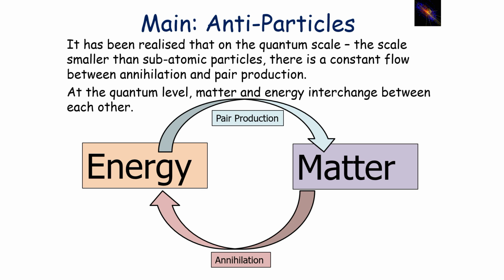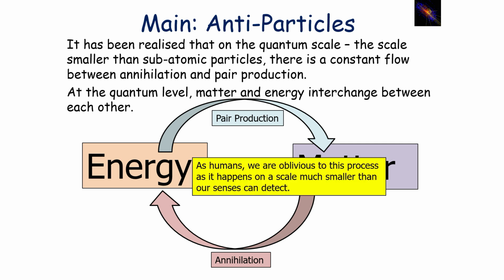So it's been realised that on the quantum scale, the scale smaller than subatomic particles, there's a constant flow between annihilation and pair production. So at the quantum level, matter and energy are interchanged between each other, and as humans we're oblivious to this process as it happens on a scale much smaller than our senses can detect. The constant cycling between the forms of energy and matter on a quantum scale can also be known as the quantum foam. Now the processes of annihilation and pair production have profound consequences on the composition of the universe.